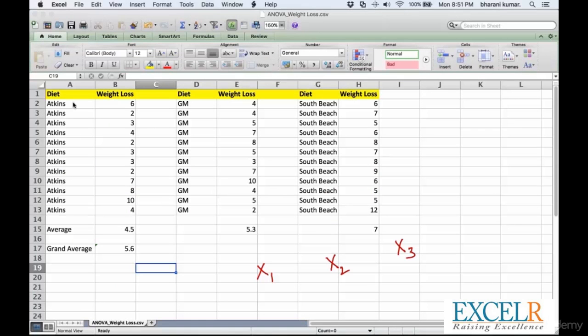So if I were to refer to the weight loss of the first person, I would say it is X11. Weight loss of the first person assigned to Atkins diet program. If I were to refer to the second person, I would say X12. Weight loss of second person assigned to Atkins diet program, so on and so forth. Alright, so I can represent this in this way. Xij, wherein i is equal to the group and j is equal to the person.